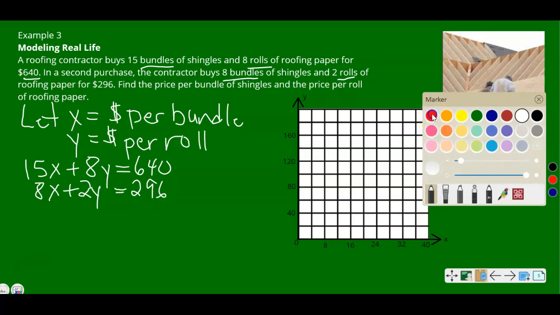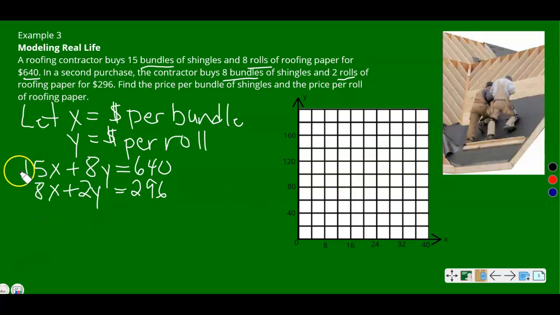I'm going to start with the first equation, and I'm going to do this one in red. Remember, to find the intercepts, we have to substitute 0 in one at a time. So let's substitute 0 in for x. Plus 8y equals 640. So this is going to cancel. We're going to divide by 8. 8 goes into 64 8 times, add your 0. So when x is 0, y is 80. That's going to be one point on the graph.